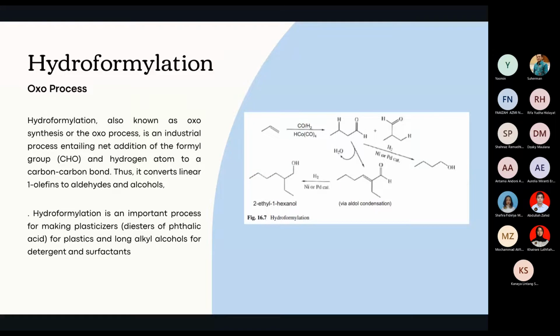So for the next part, we have hydroformylation, which is an oxo process. Hydroformylation is also known as oxosynthesis or the oxo process. It is an industrial process entailing net addition of the formyl group and hydrogen atom to a carbon-carbon bond. Thus, it converts linear 1-olefins to aldehydes and alcohol. Hydroformylation is an important process in making plasticizers for plastics and long alkyl alcohols for detergents and surfactants.